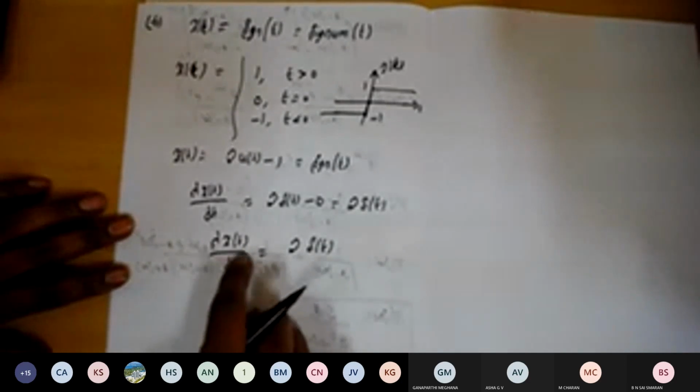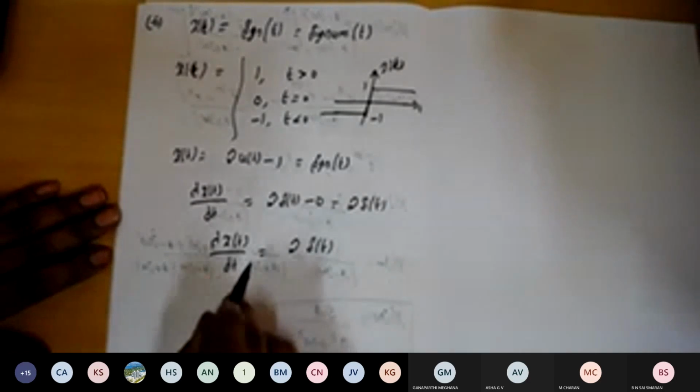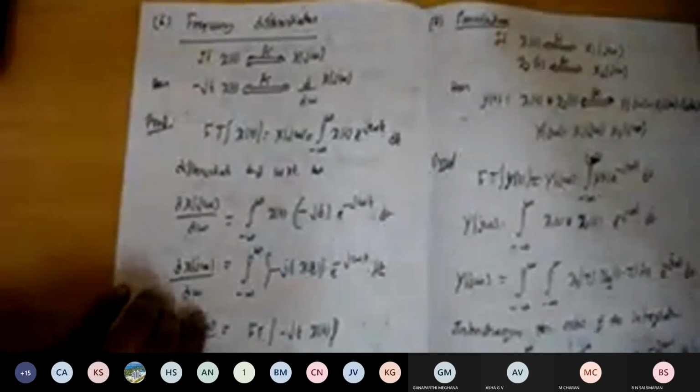Now we are going to apply the differentiation in the time domain property. I'm going to recall what this property states, so I'll go back to the property. This is the frequency differentiation, and we have the differentiation in the time domain.